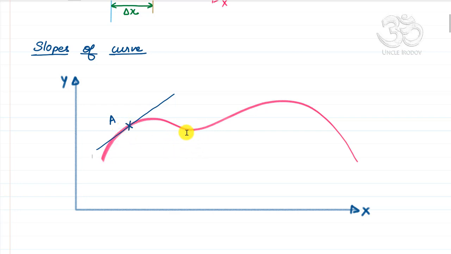And I take a different point somewhere here like B, and maybe I draw a tangent over there at B, and it gives me the slope of the curve at this point B, right? But this is not something that we would like to ordinarily do.